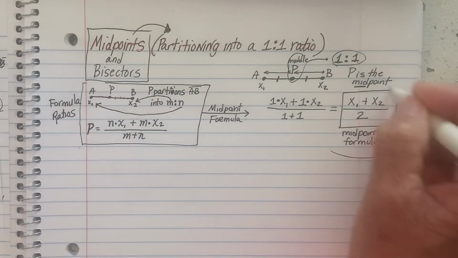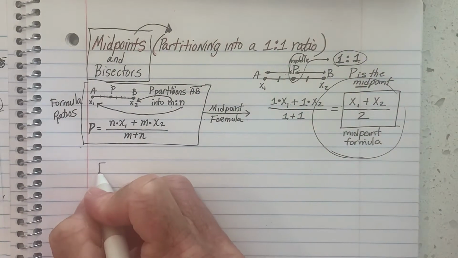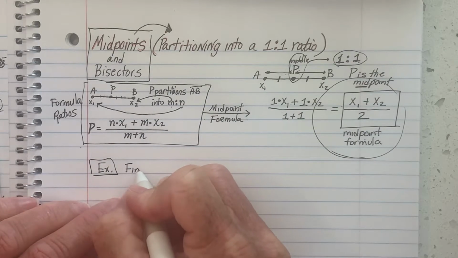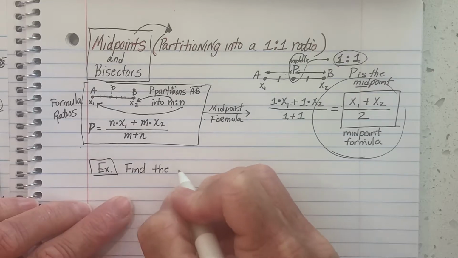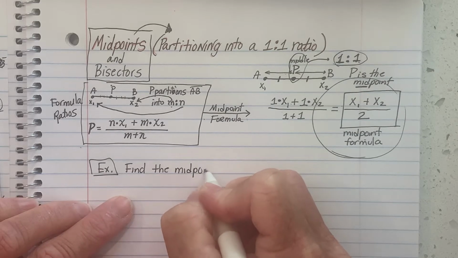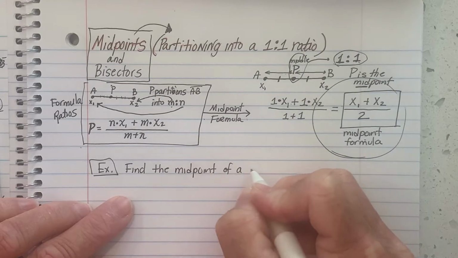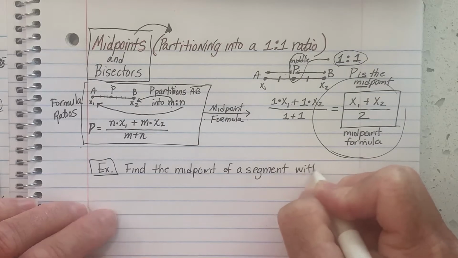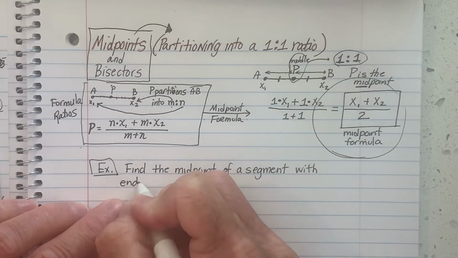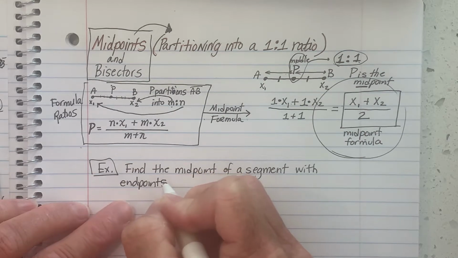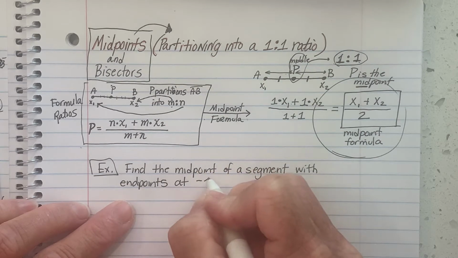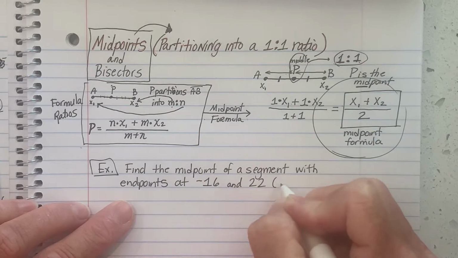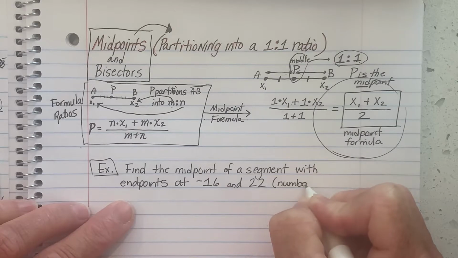So let's do an example using this formula, the midpoint formula. Here's the question. Please write this down with me. Find the midpoint of a segment with endpoints at -16 and 22. So these are going to be on a number line, okay?